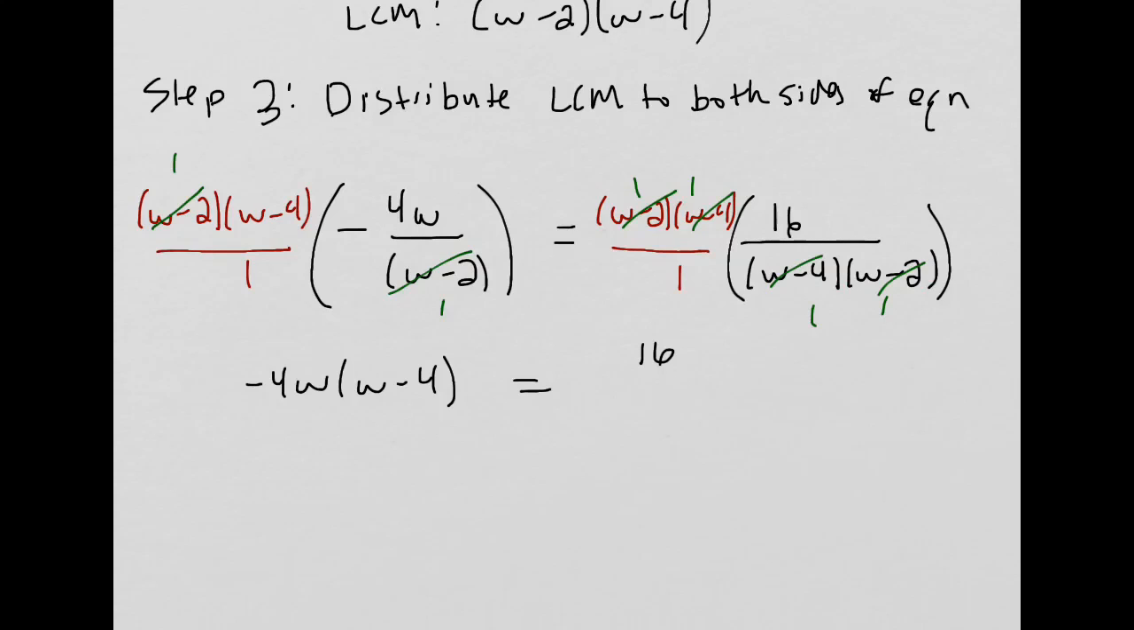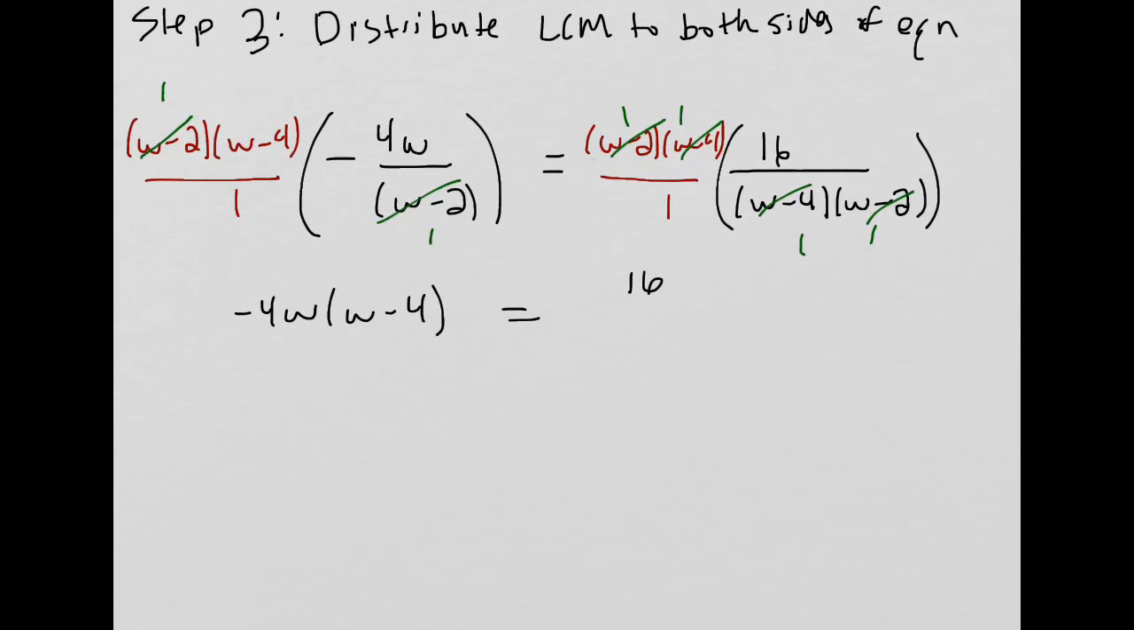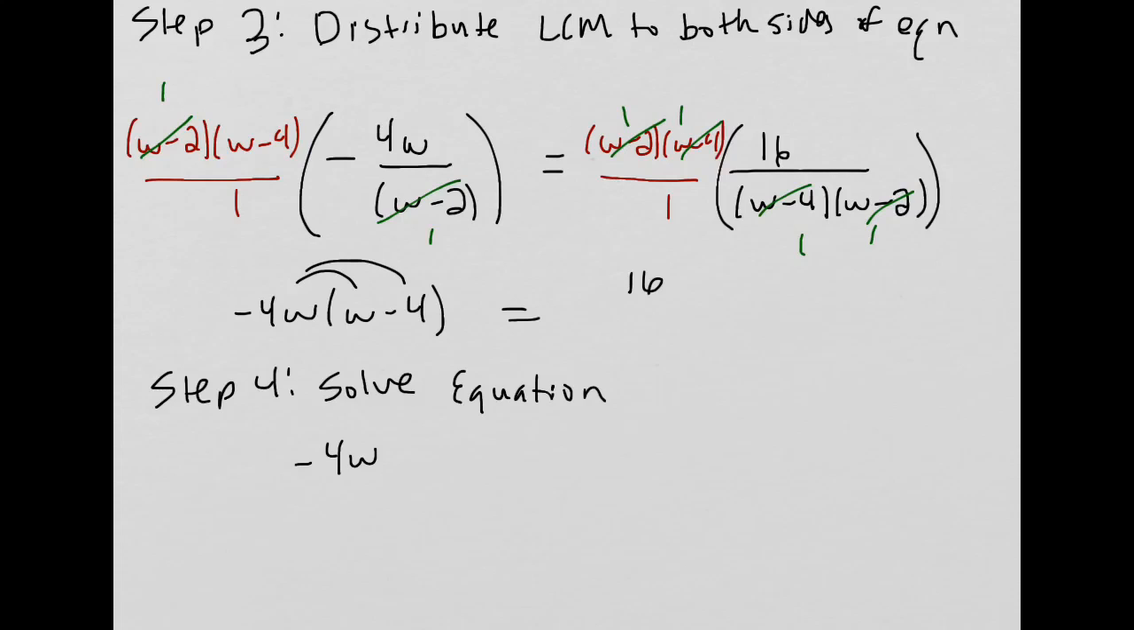Alright, so then my final steps are just to solve the remaining equation. So step 4 is just to solve the equation. So I'm going to start that process by distributing that negative 4w through on the left-hand side. So if I do that, I'll have negative 4w squared. Negative 4w times negative 4 is plus 16w equals 16.